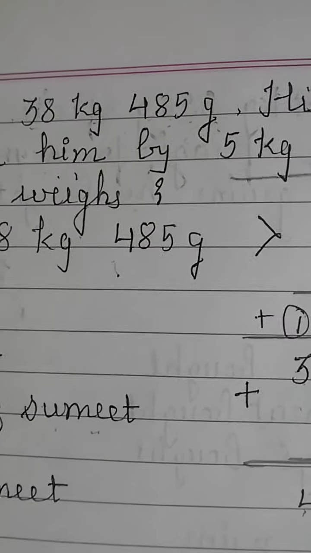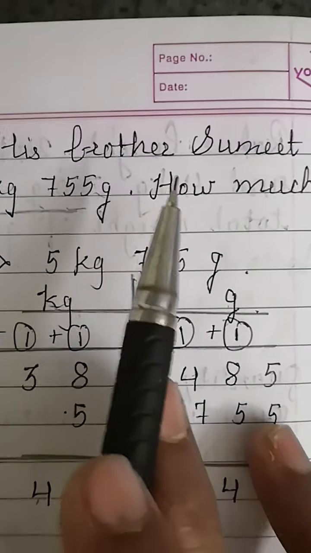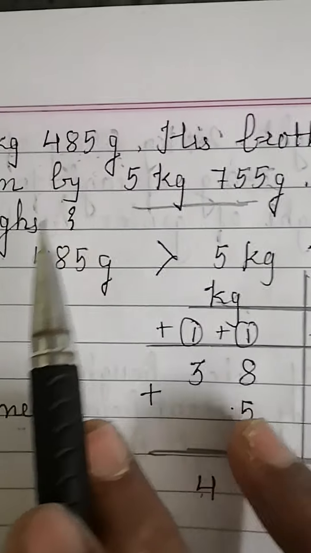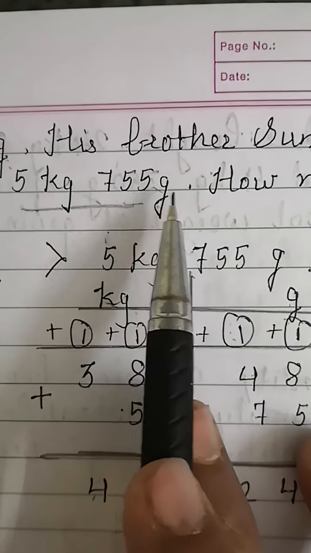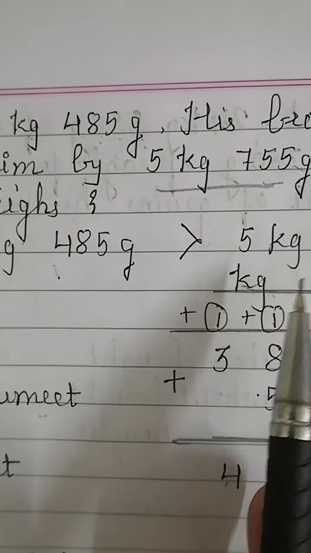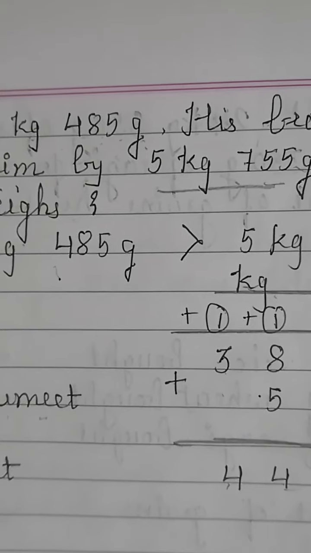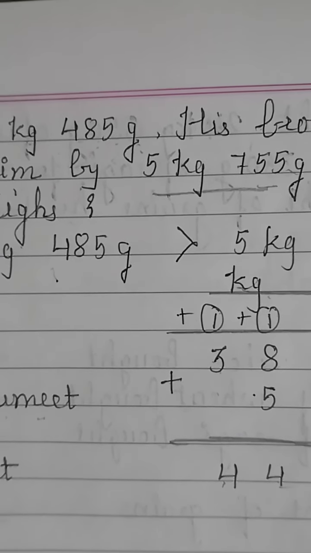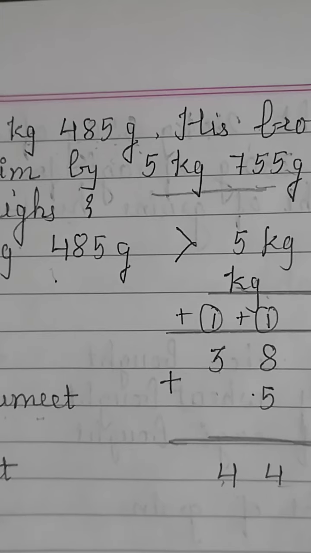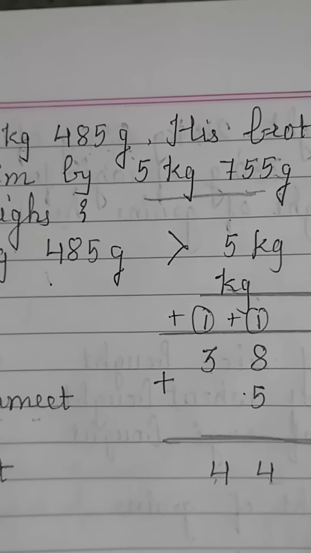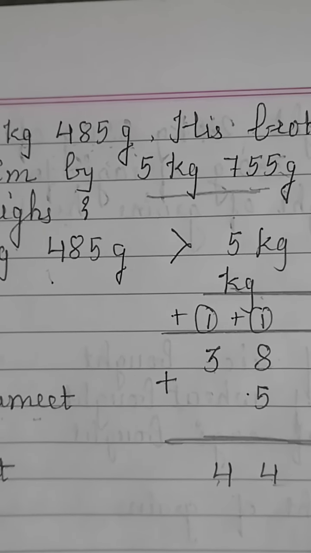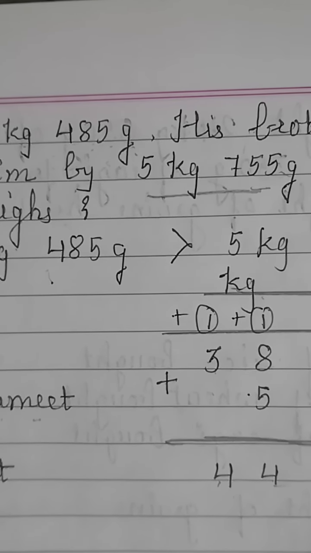The next sum. Anil weighs 38 kg 485 gram. His brother Sumit is heavier than him by 5 kg 755 gram. How much does Sumit weigh? Children, we have been given the weight of two children, brothers. One brother, Anil, weighs 38 kg 485 gram, and his brother Sumit is heavier than him by 5 kg 755 gram. So how much does Sumit weigh?